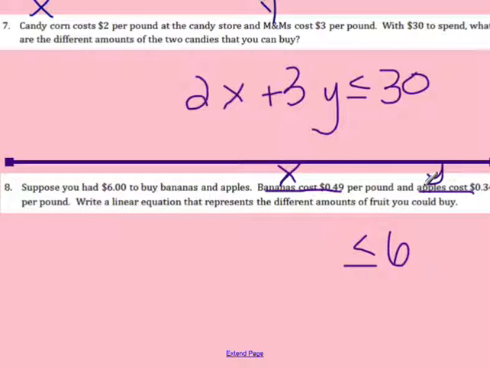So bananas cost 49 cents per pound. So for every X pound of bananas I buy, it's going to cost me 49 cents. Apples cost 34 cents per pound. So every Y pound of apples that I buy, it's going to cost me 34 cents. And that's your final equation.